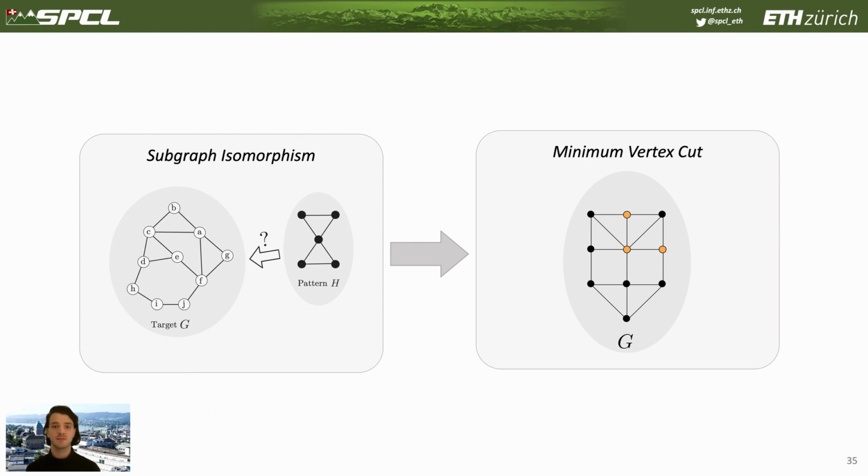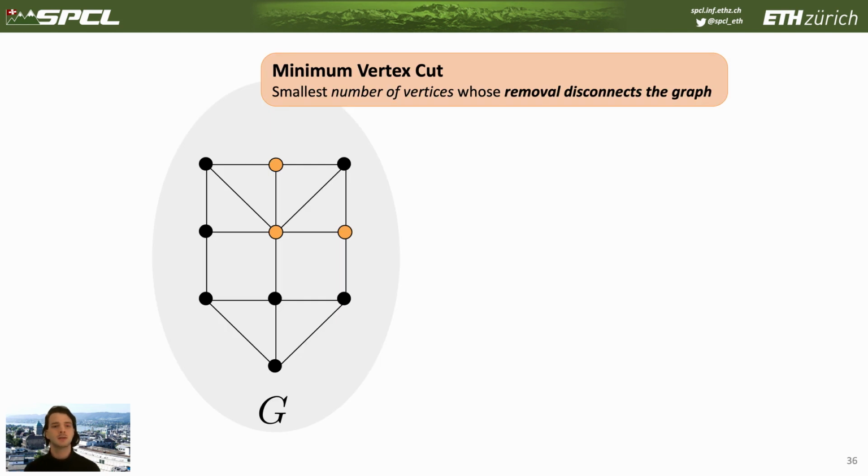Subgraph isomorphism is a very powerful tool. If a problem can be solved by finding constant-sized patterns, our result implies a near-linear work and low-depth algorithm for the problem. For planar graphs, minimum vertex cut is such a problem. Intuitively, the minimum vertex cut measures the resistance of a network to vertex failures. More formally, a set of vertices whose removal disconnects the graph is a vertex cut, and the smallest such set is a minimum vertex cut.